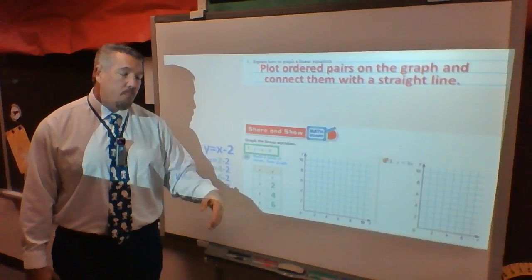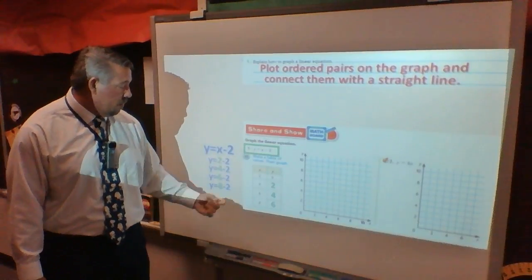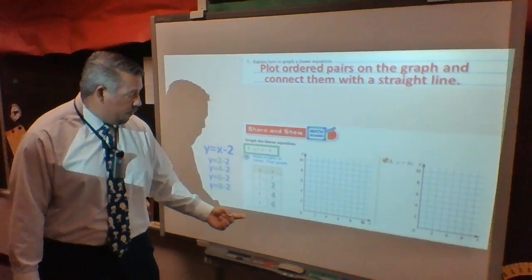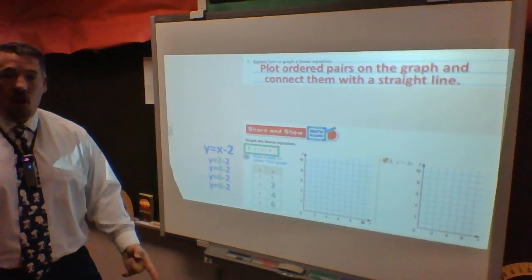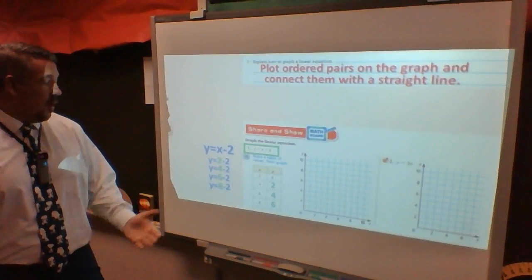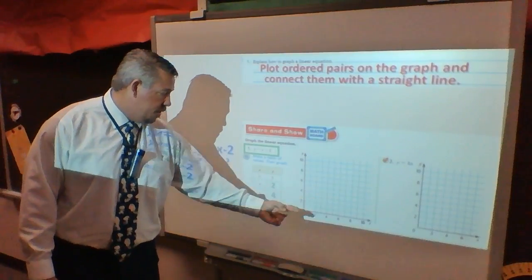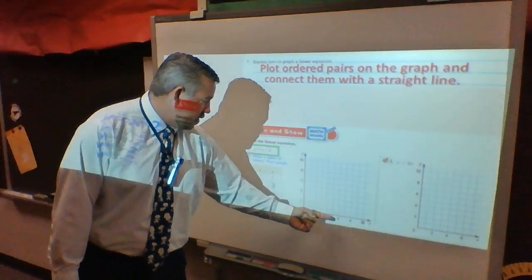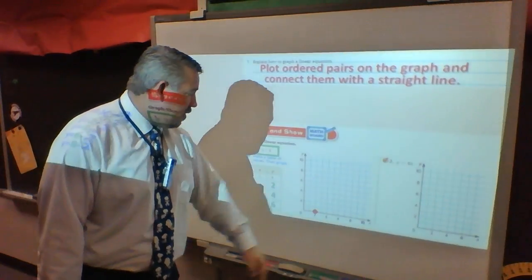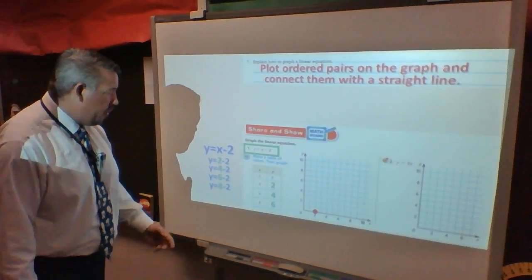My y is jumping, and it tells me where to run and jump to. So 2 and 0. So I'm going to go forward 2, and then I'm going to plot it right on the line, aren't I? I'm not going to jump up anywhere. And then I'm going to go 4 and 2, and then I'm going to go 6 and 4, and then 8 and 6.